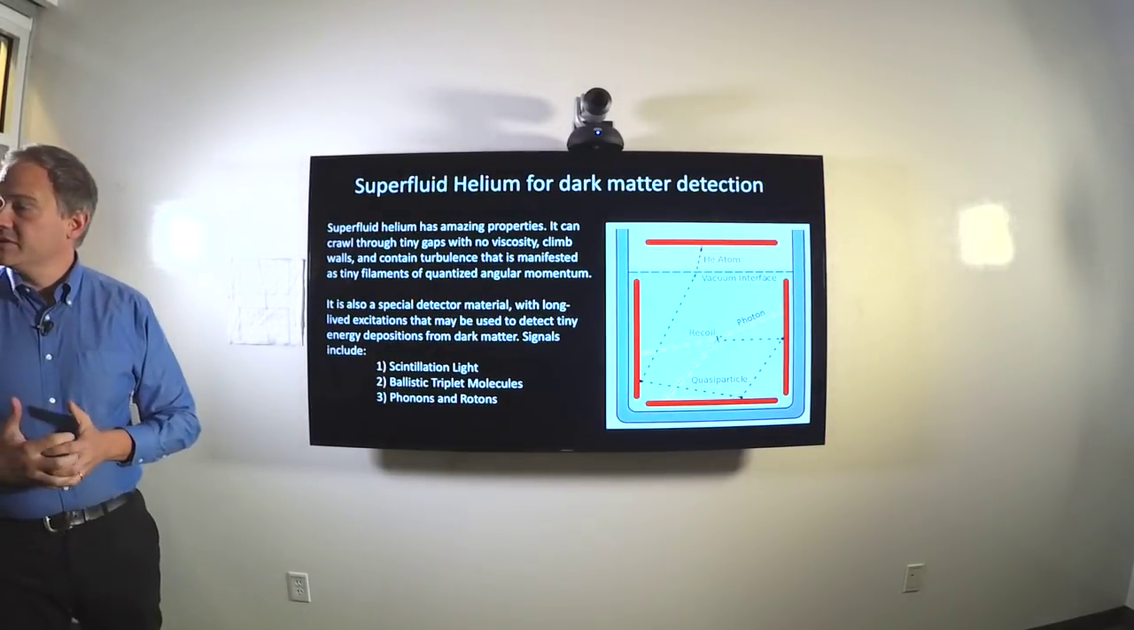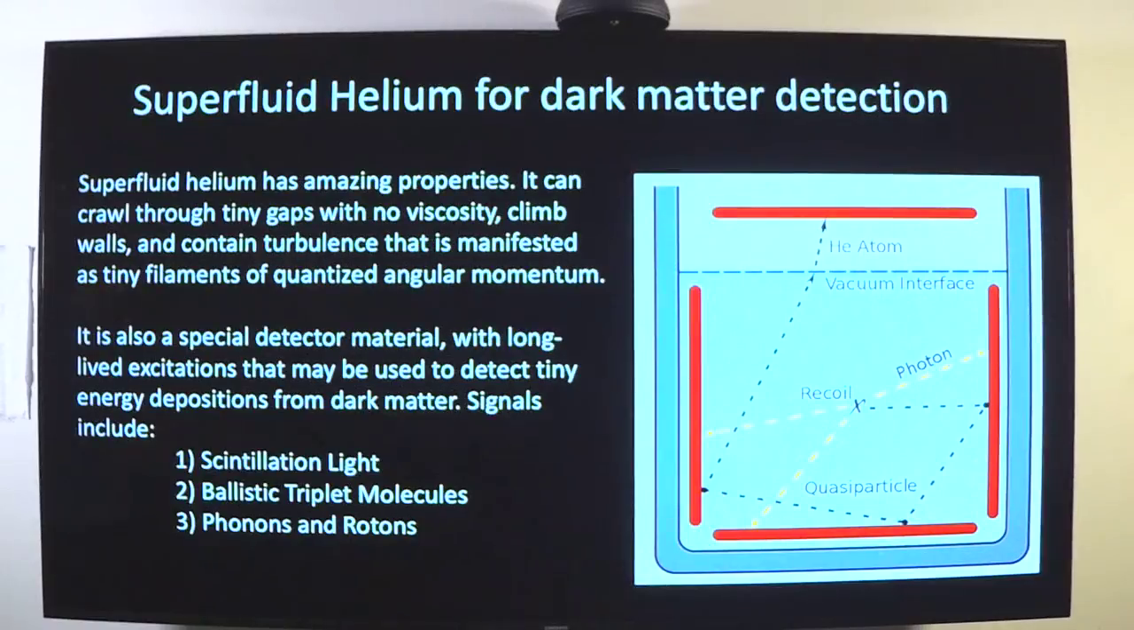Another interesting liquid we're starting to study is superfluid helium. That might be able to look for especially light or low mass unicorns in our picture from before. Superfluid helium has amazing properties: it has no viscosity, it can climb walls, it has quantum turbulence. Very special detector material. It has long-lived excitations that can propagate long distances and detect tiny energy depositions from the dark matter, including scintillation light, triplet molecules that are produced, as well as phonons and rotons, special heat particles that pass through the liquid helium.